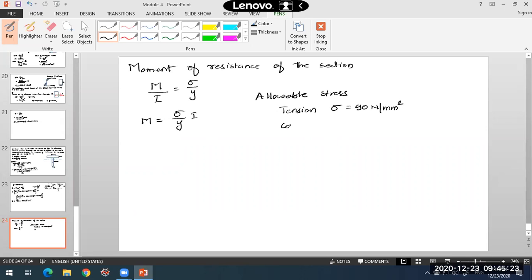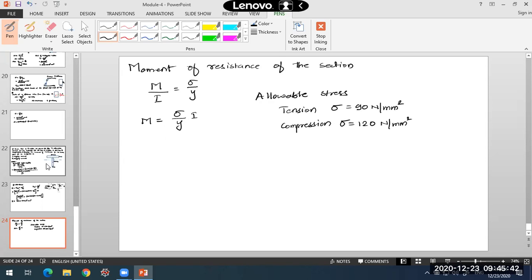For compression, sigma is told as 120. It cannot be more than 120 Newton per mm square. So this has been given. So you need to use these values in this equation now. I we already have it.